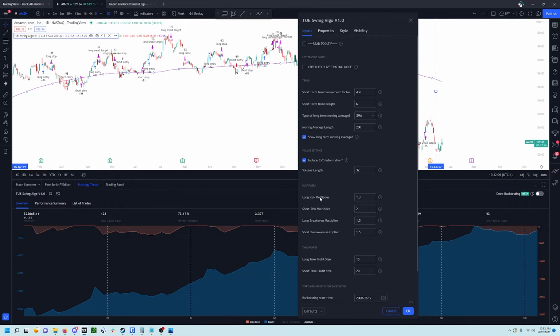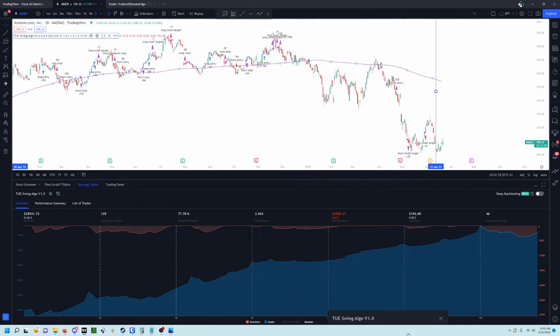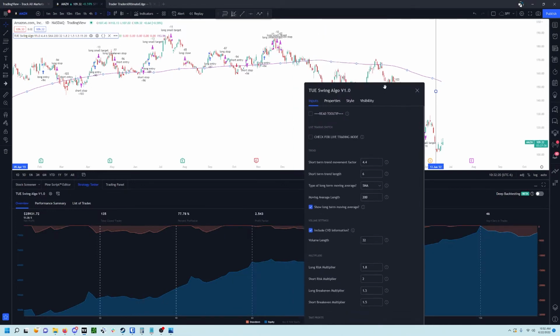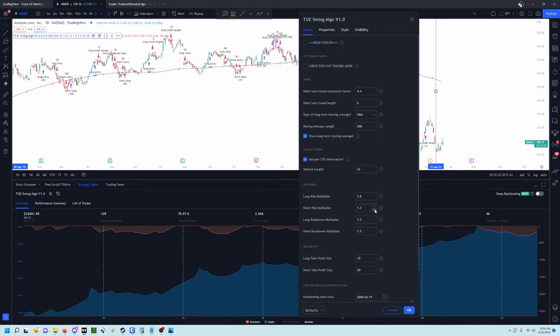Now, on Amazon, I happen to know that for the long risk multiplier, we want about 1.8. Watch the chart change a little bit. See how it smoothed out quite a bit? You see that? Our profit factor went up to 2.5, and our win rate went up to 77. And I know that we can take the short risk multiplier quite a bit lower and still maintain good numbers. Now with this, you want to take this as low as it can get without hurting yourself, right? So we'll take it down a little bit.